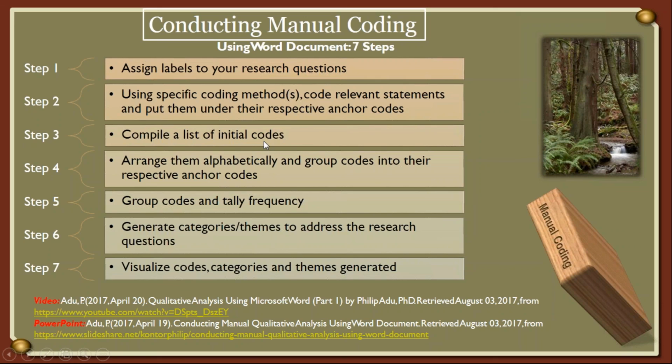And then after doing the initial coding, you arrange them in alphabetical order, and then you can tally them based on the frequency and group them based on the similarities. Based on that, you'll be able to develop themes, and then you can do some kind of basic visualization of the themes and the codes and present your result, right? The presentation also talks in detail about how to do all these things.